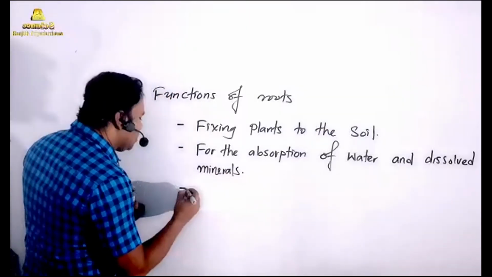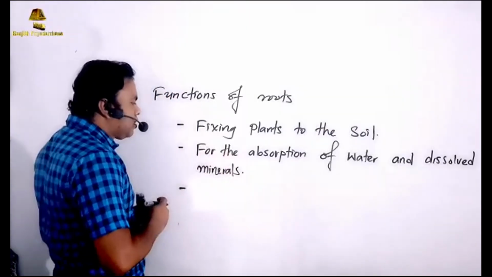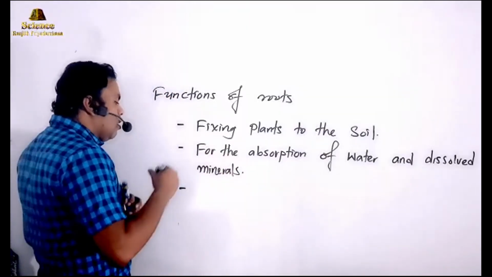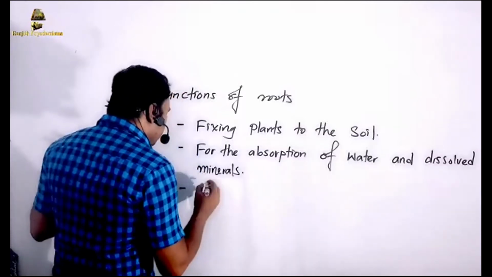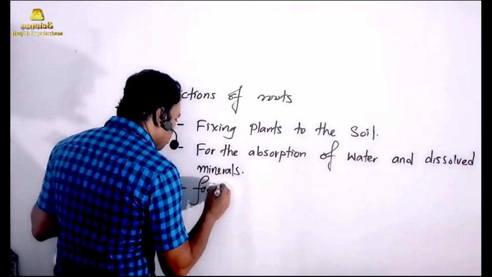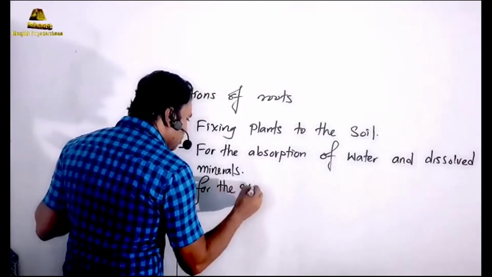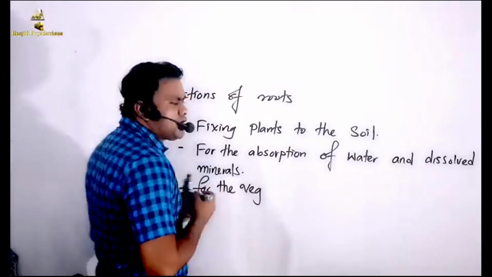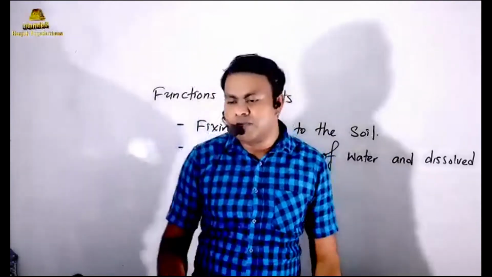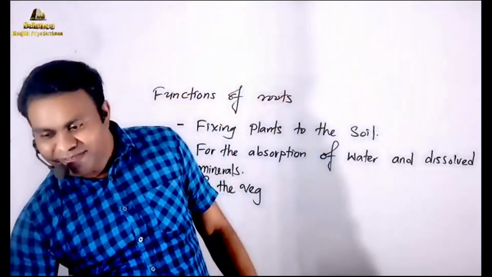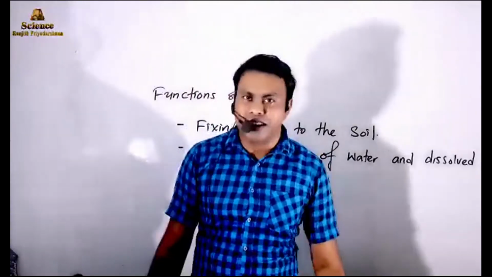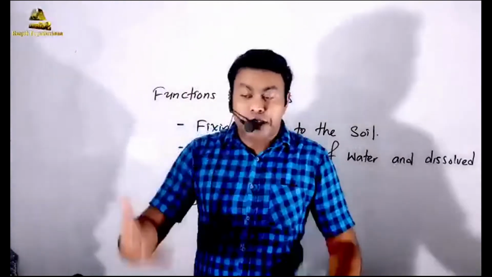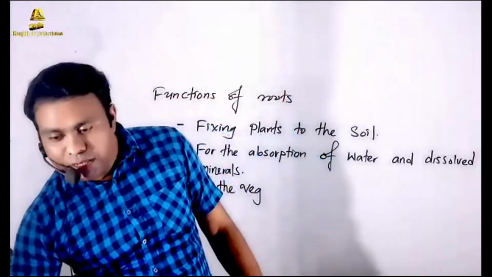Last function, there are lots of functions, but here what we discuss is for vegetative propagation. Vegetative means the vegetative parts of a plant, the growing parts. Okay, so that's the growing part.